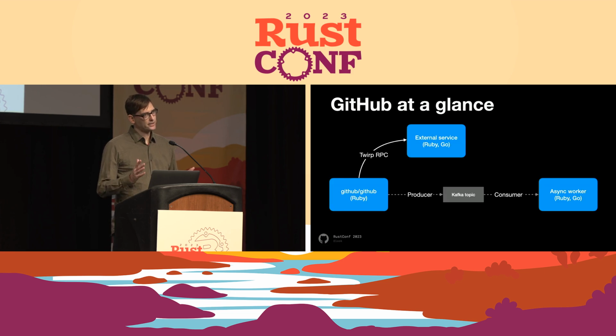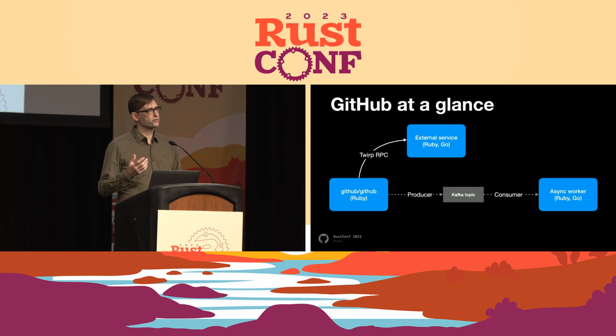But GitHub doesn't use a lot of Rust. If you look at GitHub's architecture at a super high level, it looks kind of like this. We have github.com, which we call internally GitHub. It's a 15-year-old giant monolithic Rails application written in Ruby. And there's hundreds of developers every day who contribute code to this repository.